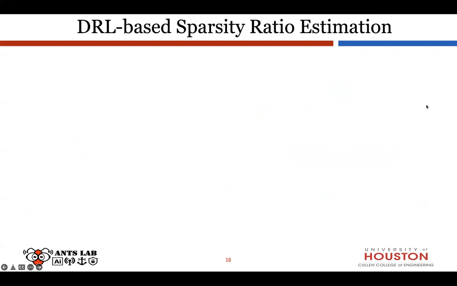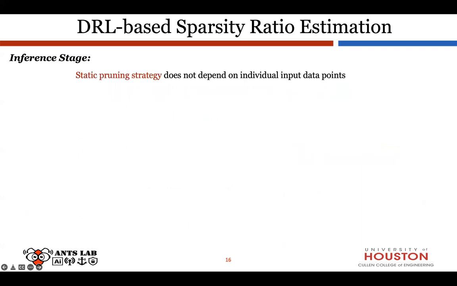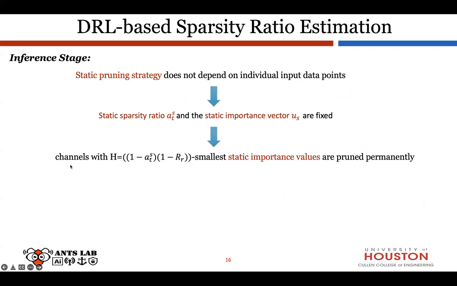Next, let's move to the inference stage. We know that the static pruning strategy does not depend on the individual input data sets. So the static sparsity ratio AS and the static importance vector US are fixed. Therefore, we can prune some channels with the H smallest static importance values. We can prune these channels permanently before the inference stage.